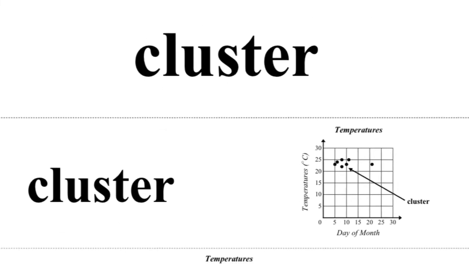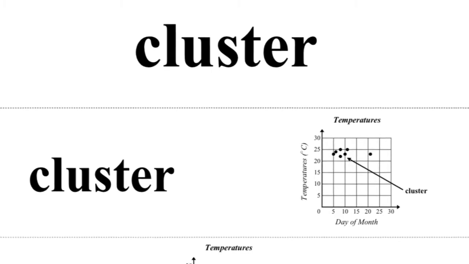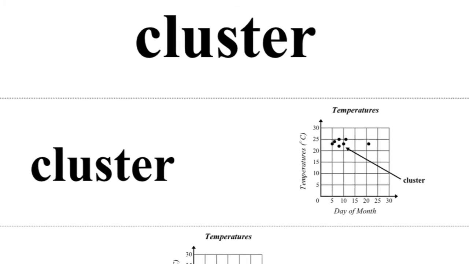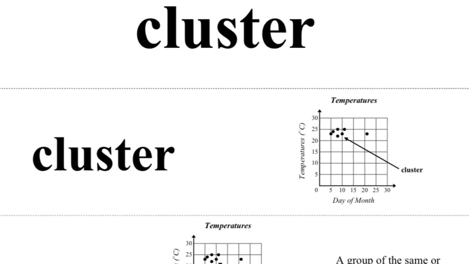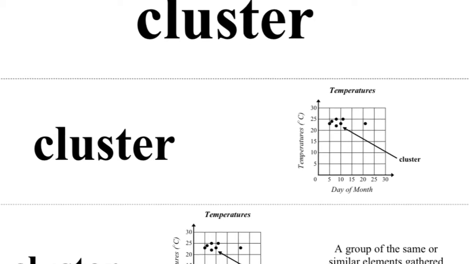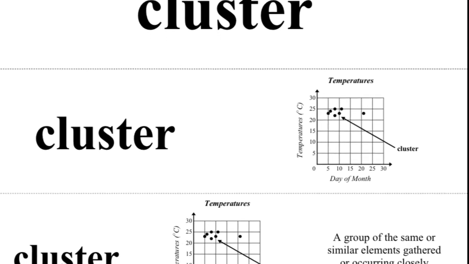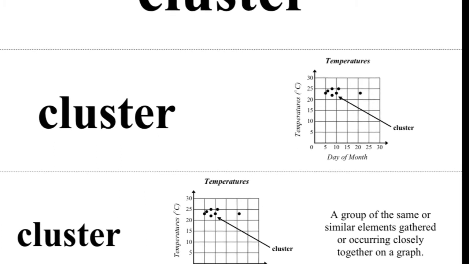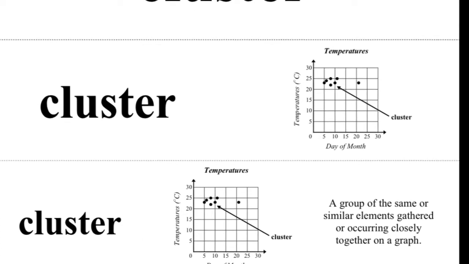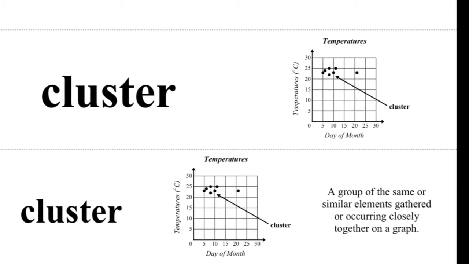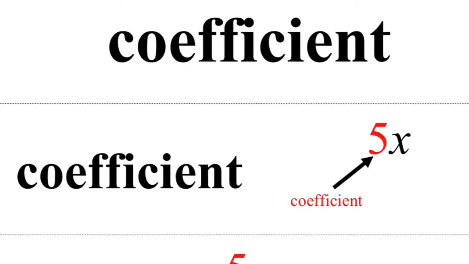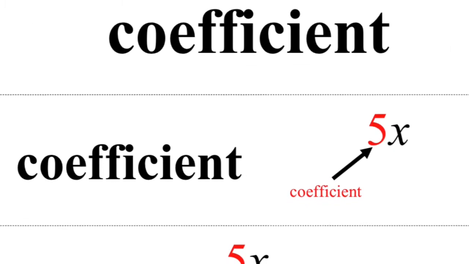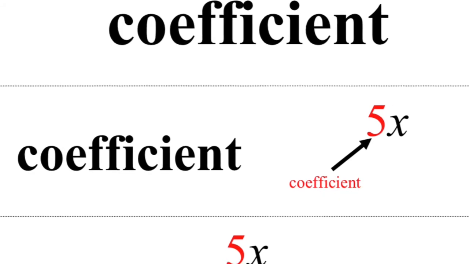A cluster on a scatter plot is an area on the scatter plot where a bunch of the dots or the points just jumble up. A coefficient is a number multiplied to a variable.